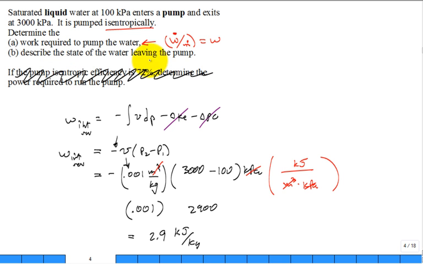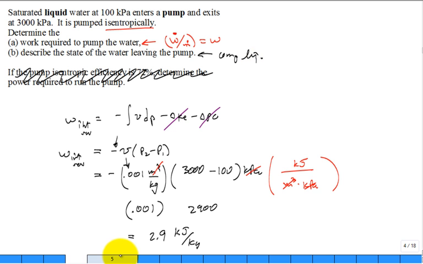What is the state of the water that leaves the pump? Is it superheated vapor, saturated liquid, subcooled liquid, two-phase liquid vapor? What is it? Compressed liquid. It's compressed liquid. It's liquid, right? That's what comes out of the pump.